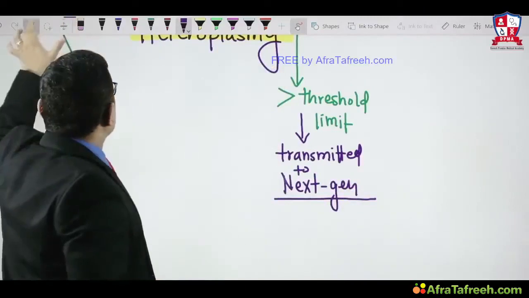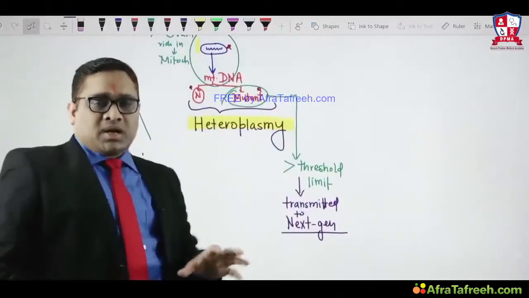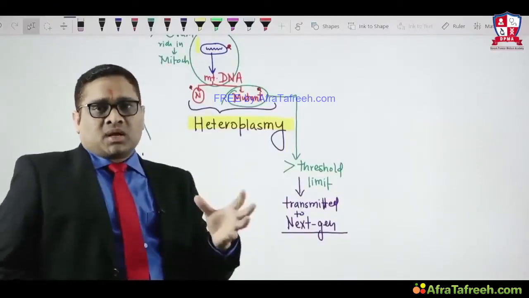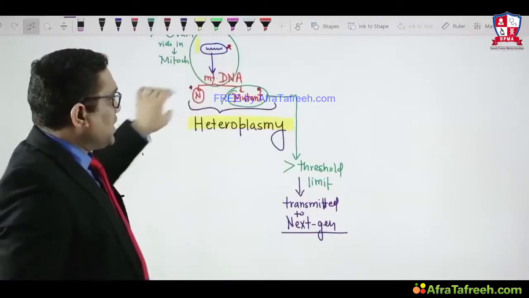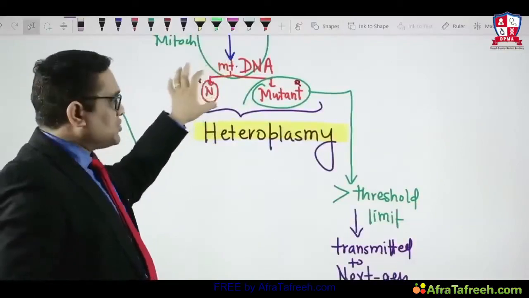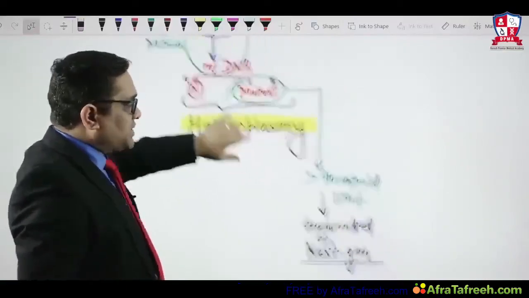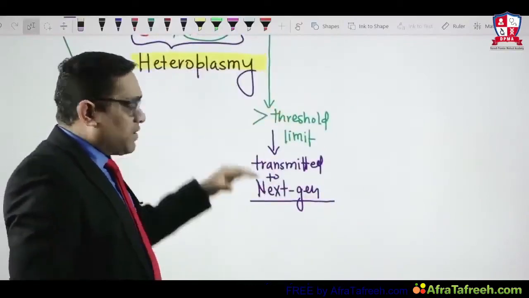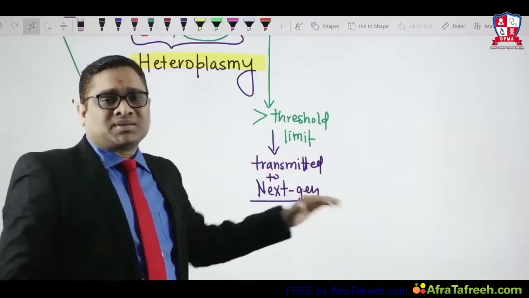Mitochondrial inheritance. Now look at this. When you are seeing mitochondrial inheritance, why did I say it is maternal inheritance? Because the mother's ovum is the main culprit. Ovum is rich in mitochondrial DNA, and this mitochondrial DNA is of two types, normal and mutant. This combination is called heteroplasmy, and when mutant is above the threshold limit, it will be transmitted to the next generation and cause mitochondrial inheritance disorder.